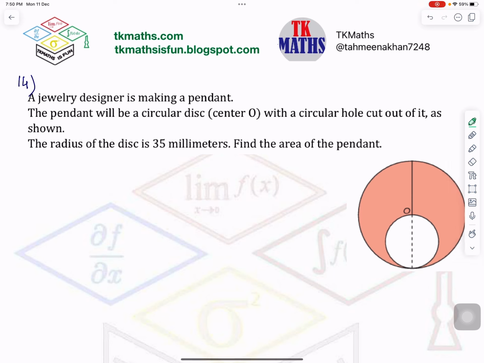Designer is making a pendant. So this is a picture of a pendant. Pendant has a center at O.